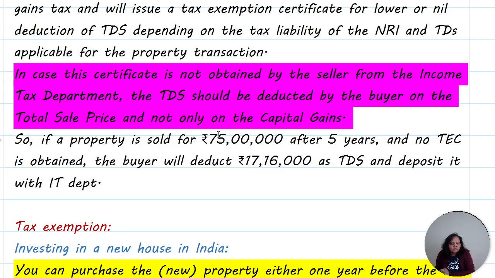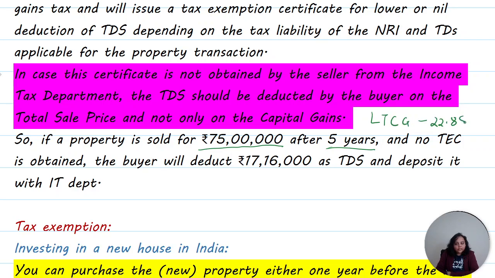Now here, the example that we had taken is a house with a sale value of 75 lakhs, sold after 5 years. So it will attract long-term capital gains tax at 22.88%. So this 22.88% is what will be charged on the whole sale value of 75 lakhs, and a TDS of 17,60,000 will be deducted by the buyer and deposited with the IT department.